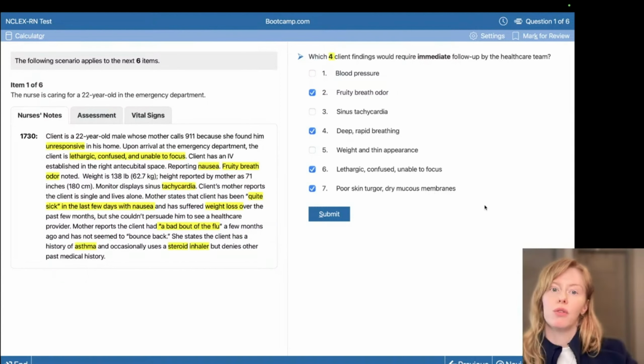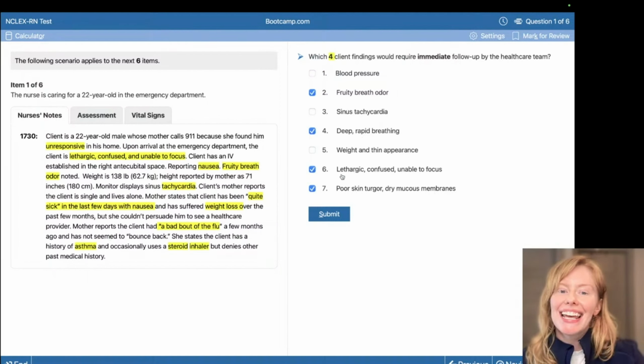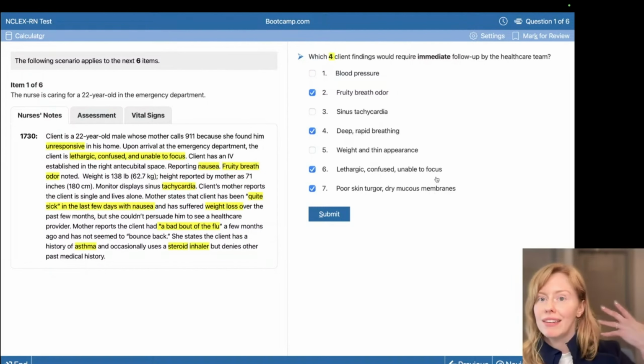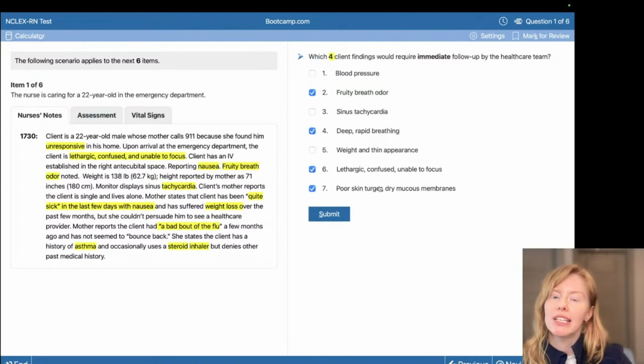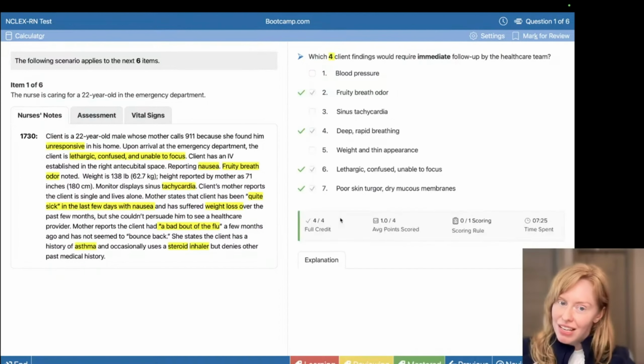So I wound up here with 4: fruity breath odor and deep rapid breathing, which we think is likely some compensation for a metabolic problem. And then this lethargy, confusion, inability to focus, which could be one of many high priority problems, plus some findings of dehydration. So well done, you guys.